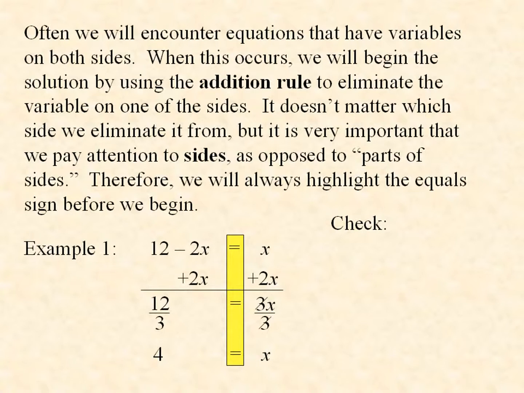Let's check the answer. We have 12 minus 2x equals x. We want to replace x with 4, so that gives us 12 minus 2 times 4 equals 4. And that's 12 minus 8 equals 4, or 4 equals 4. So our solution is correct.